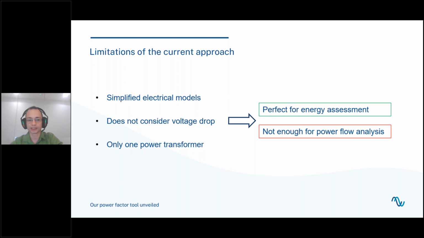We are not considering the voltage drop between systems. So we are considering that the voltage across every single element of the PV plant remains constant. And this is something that, depending on the accuracy that we want, might or might not be acceptable. And we are considering only one power transformer for a PV plant. So we have like an equivalent power transformer of the entire PV plant, which is not exactly correct.